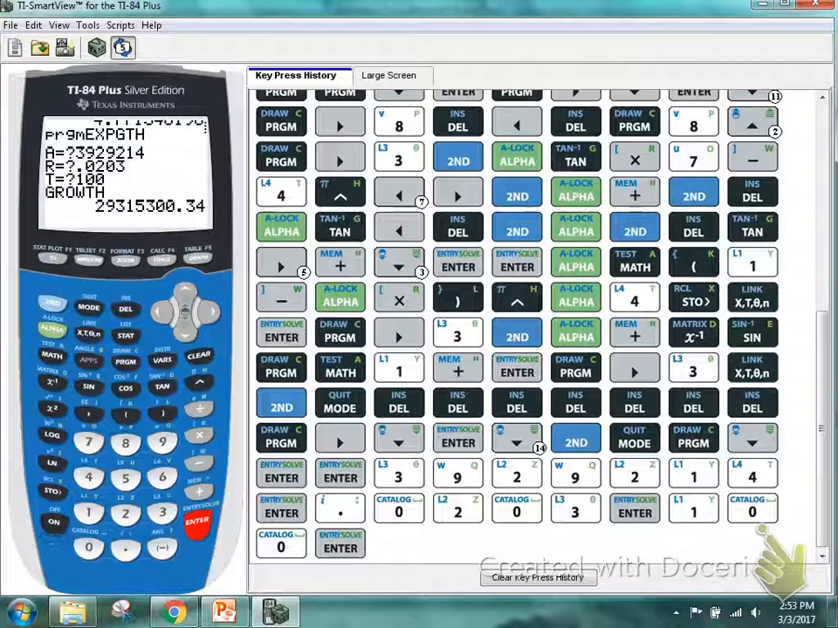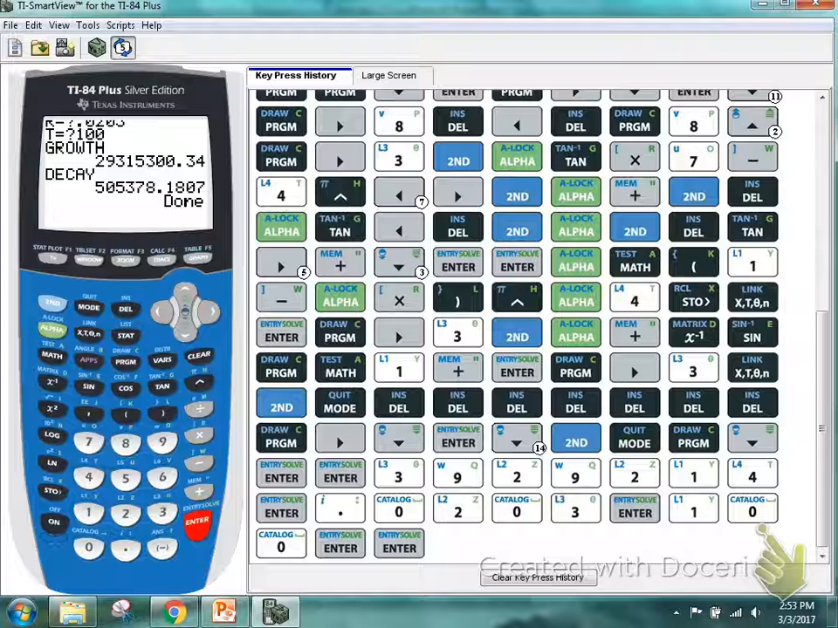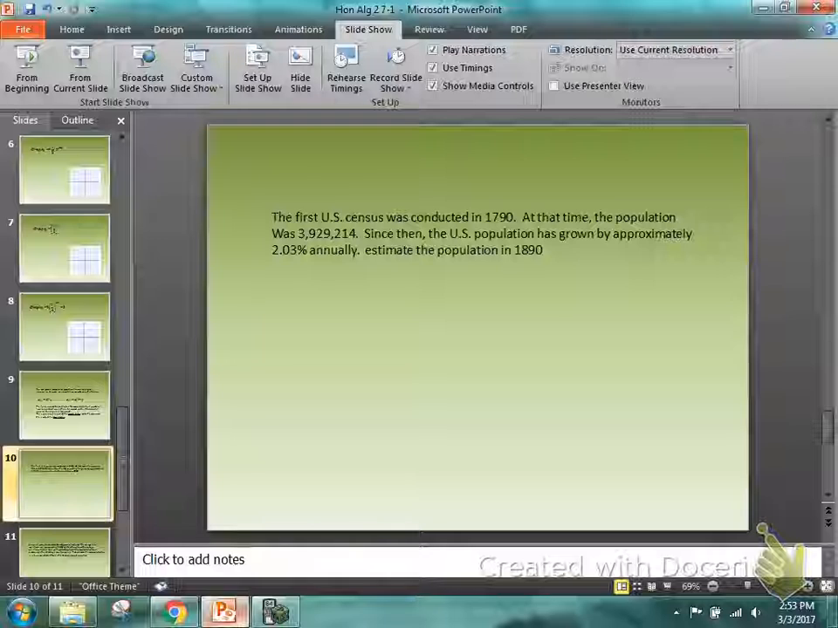Now, since you're doing growth, if you hit enter again, it's going to spit out this decay as if it were a decay problem. But you don't care about that number because we're not doing a decay problem. We're doing a growth one because our population was increasing. Okay, make sense? Okay, last one.